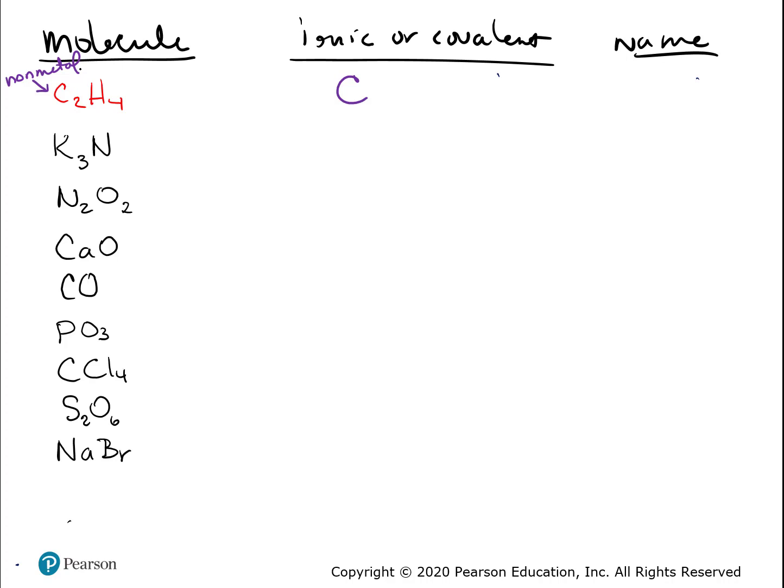What about the second one? Because this is a metal, I know it's ionic. What about the next one? Nitrogen. Where's nitrogen? That's a nonmetal, so I know that's covalent. What about CaO? Because this is a metal, ionic. CO? Covalent. Carbon is a nonmetal, so I know it's covalent.